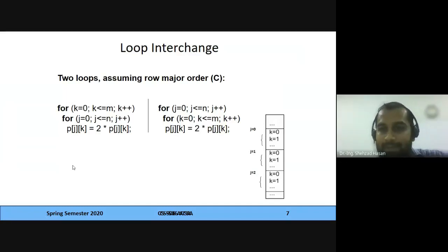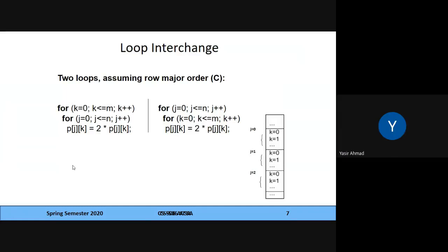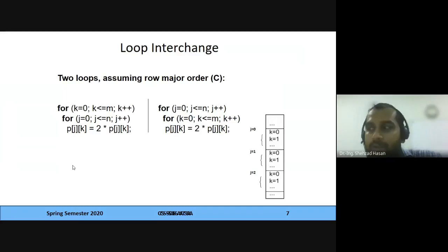Okay, so one person said they are going to be equal. Why are they going to be equal? Sir, because the matrix will be the same in both cases. Yeah, the matrix is the same in both cases, but we are interpreting it in a different way. So don't you think that changing the loop is going to affect that? Yes.